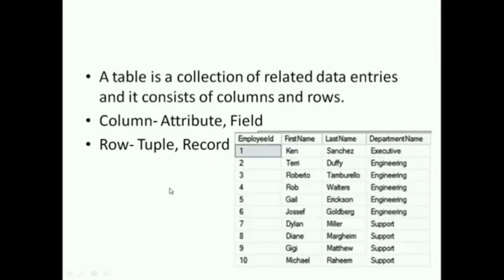So whatever operations I just mentioned, those we will be carrying out on the databases or the tables stored in these databases. A table is a collection of related data entries and it consists of columns and rows. The table looks like this. This consists of the columns and the rows. So a column is also called an attribute or a field.